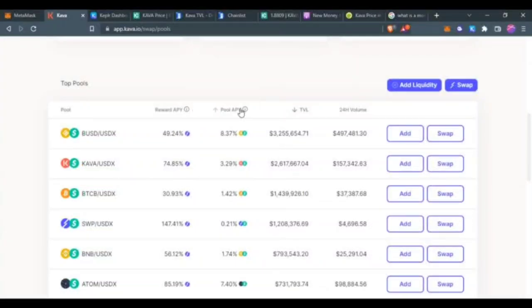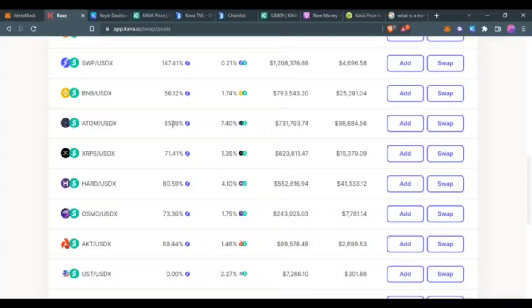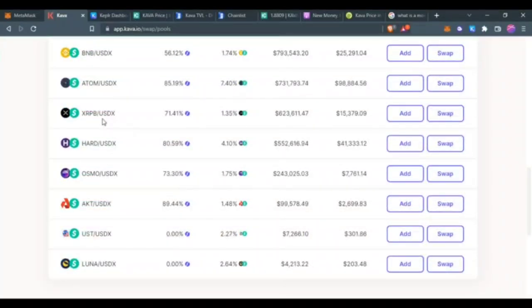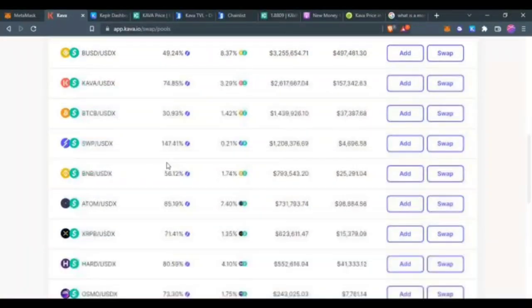So now let's actually go down to the pools. Now, one of the safest pools the individual can normally enter is a stable coin pool. So that would be BUSD, USDX, because now you're not really worried about impermanent loss, even though you do have to worry about the peg being lost on the stable coin. That is one of the risks, right? Let me see. Atom USDX is 85.19. Not bad. The highest is Akash, I think. AKT, USDX 89%. Is that?